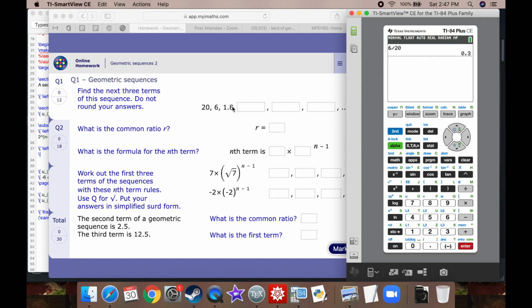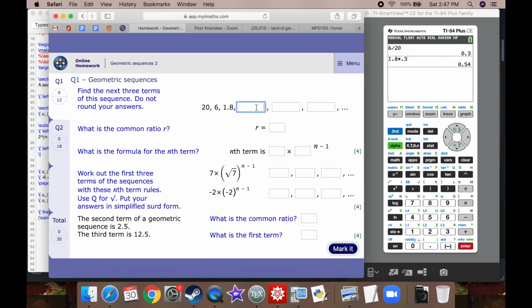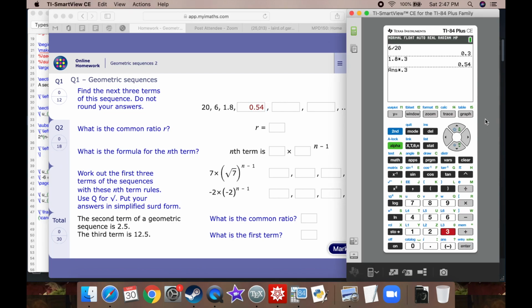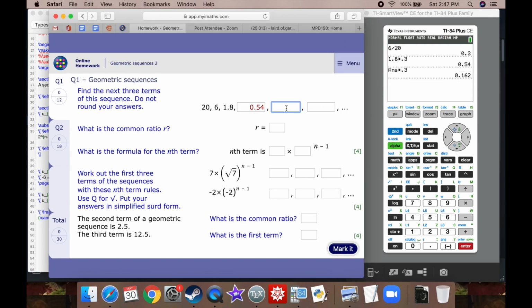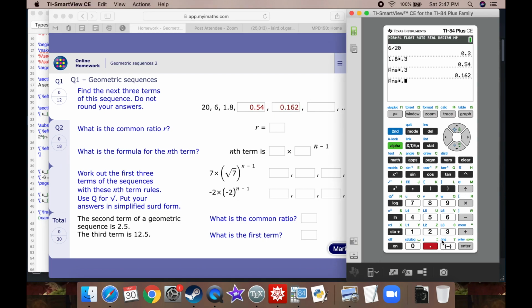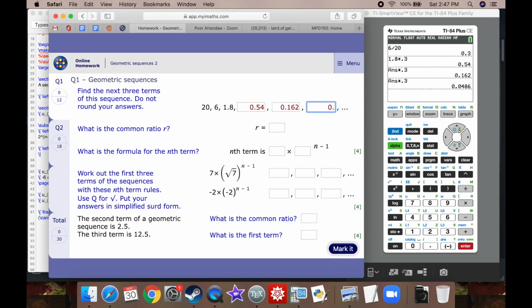So let's see, 1.8 times 0.3, so 0.54. And let's multiply that by 0.3. 0.162. It says do not round your answers, so okay, I'm not going to round my answers. And let's multiply that last answer by 0.3 again. Okay, 0.0486. Cool. What is the common ratio? Of course, we already found that out, 0.3.